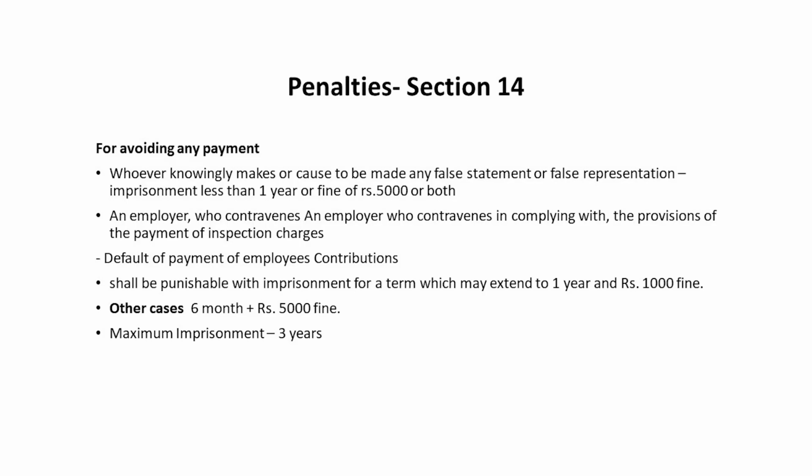And if the employer contravenes or makes default in complying with the provisions of the inspection charges or the administrative charges, intentionally making the contravention or default in payment of the employee's contribution, the person can be punished with 1 year imprisonment, and rupees 10,000 can be imposed as a fine. And in other cases, 6 months imprisonment and a fine of up to 5,000 rupees can be imposed. The maximum imprisonment that can be imposed under this act is 3 years.